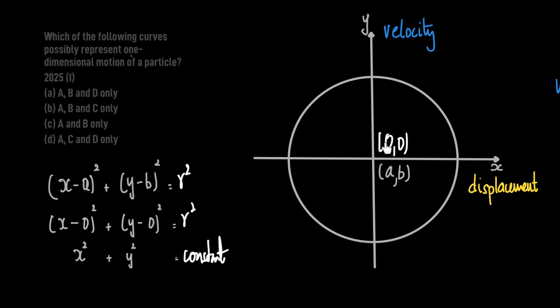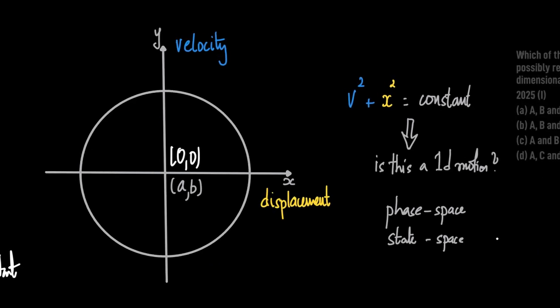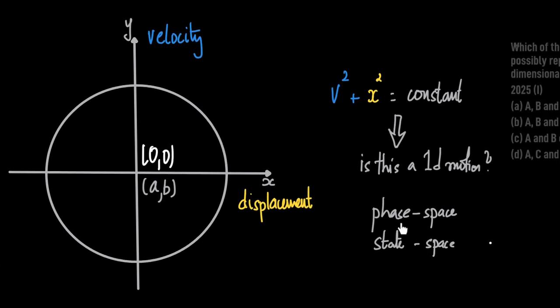Now, since this is centered at origin, this becomes (x minus 0) the whole square plus (y minus 0) the whole square is equal to r square, which is x square plus y square is equal to a constant. This graph is also called a phase space graph or a state space graph. Our problem statement here is to identify if this graph represents a one-dimensional motion or not.